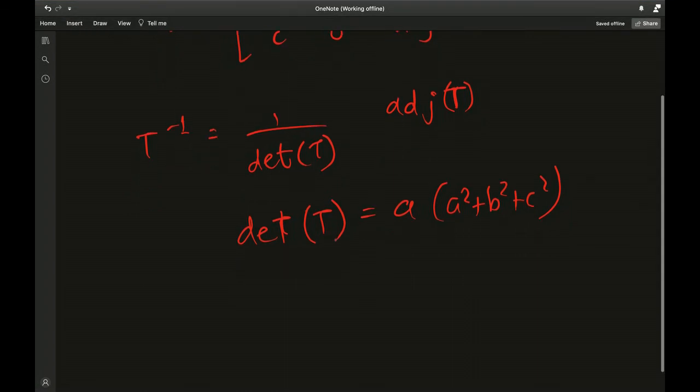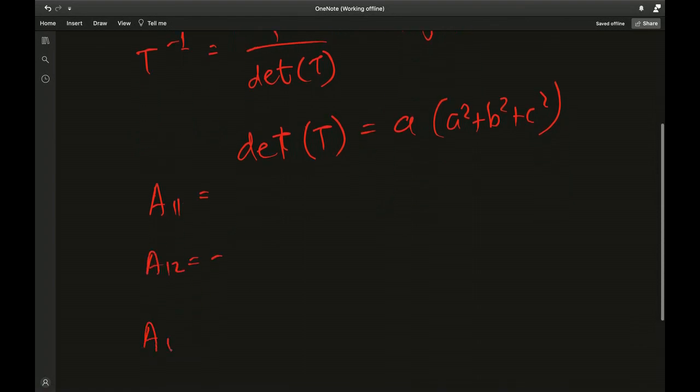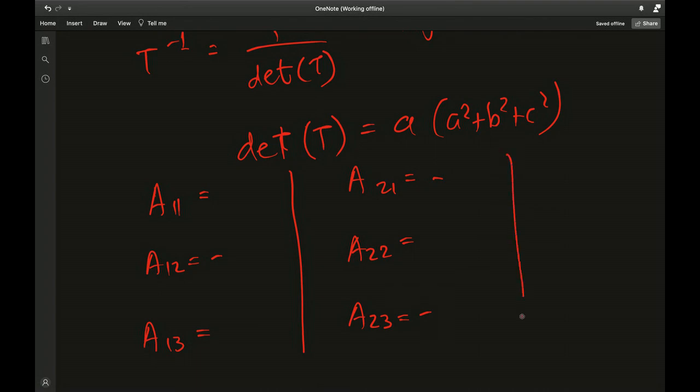Okay, so now let's go on to find the adjoint. For that we can consider, say, cofactor of 1 1, cofactor of 1 2 but with a negative, cofactor of 1 3, cofactor of 2 1 with a negative, cofactor of 2 2, cofactor of 2 3 with a negative, and then cofactor of 3 1, cofactor of 3 2 with a negative, cofactor of 3 3.